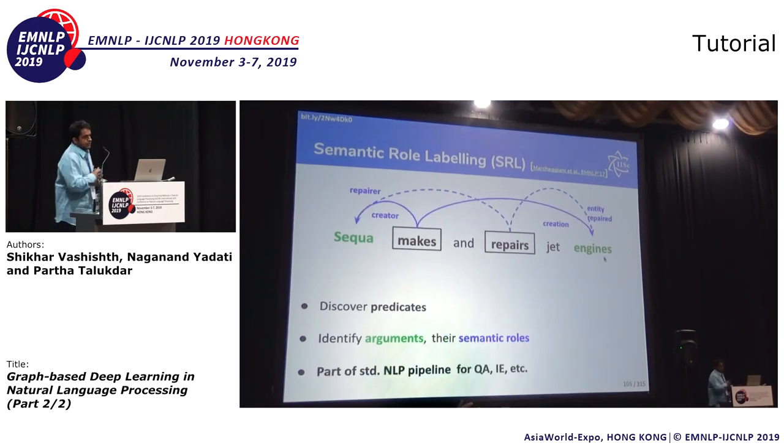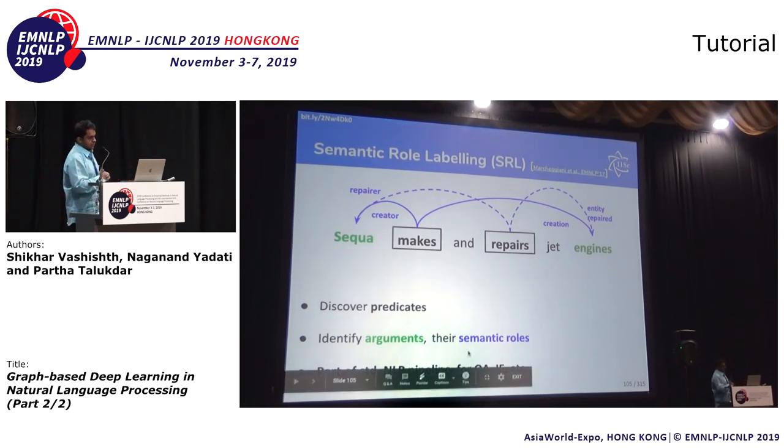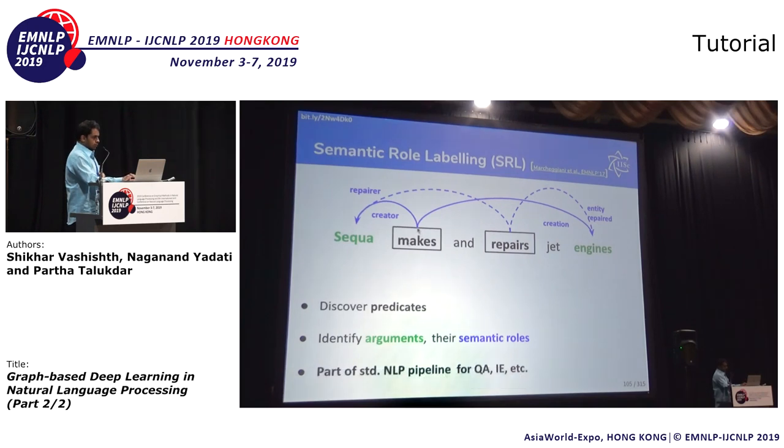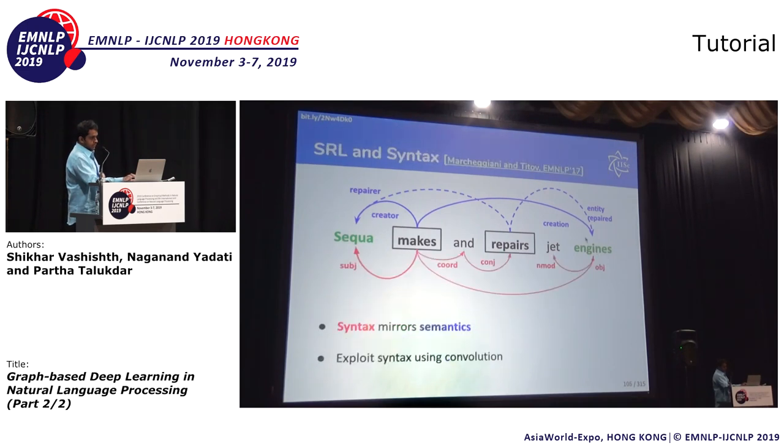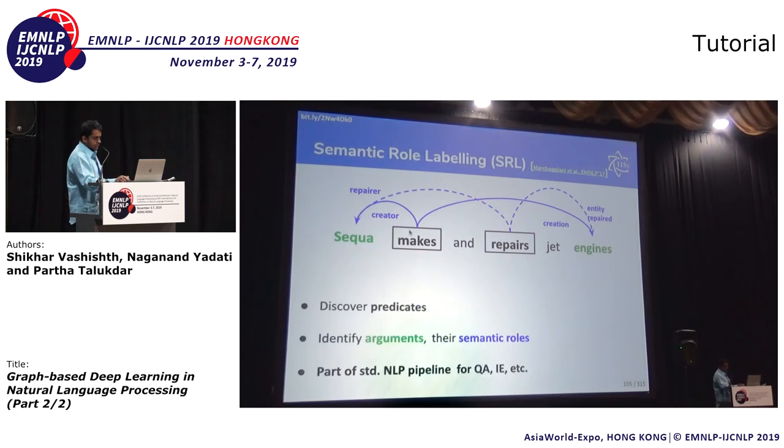Once we have identified the arguments, we then identify the semantic roles of these arguments. In this example, we have the predicate makes, and the role of Sequoia is creator, and the role of engines is the creation of the predicate makes. It's an important problem because it is part of the standard pipeline for question answering, information extraction, etc.